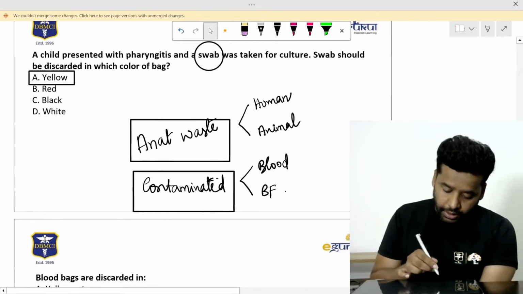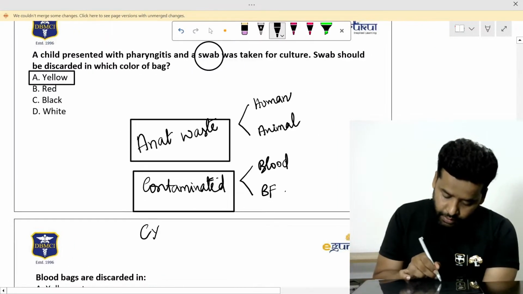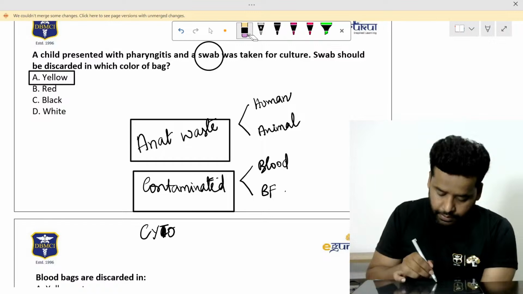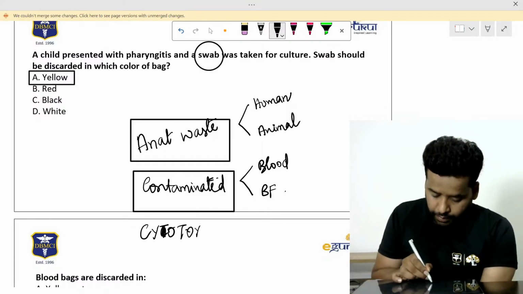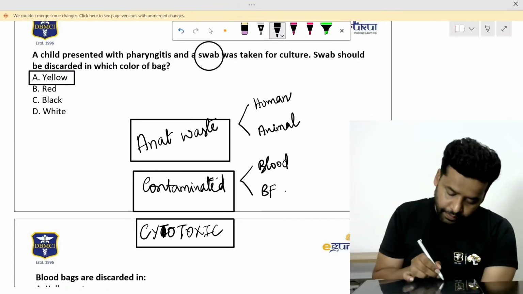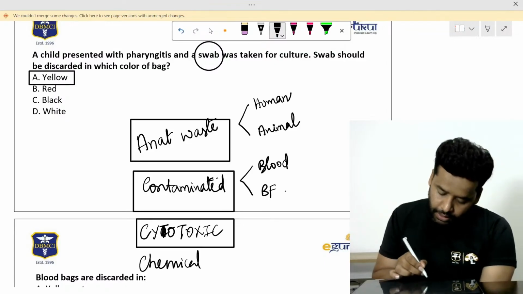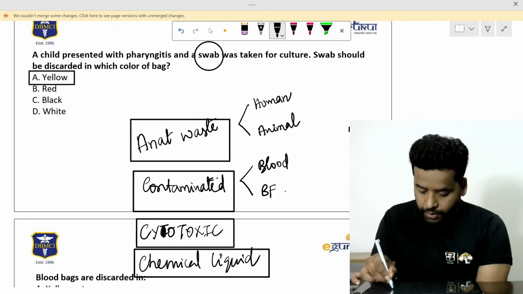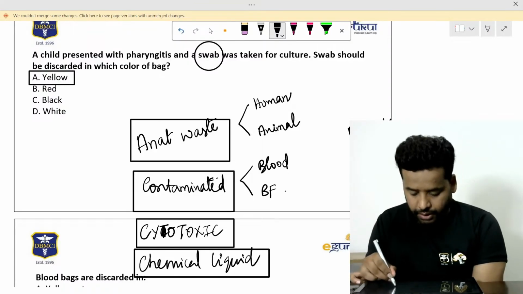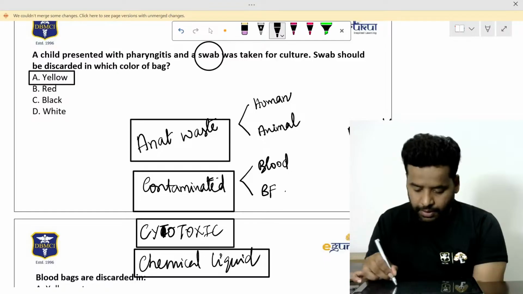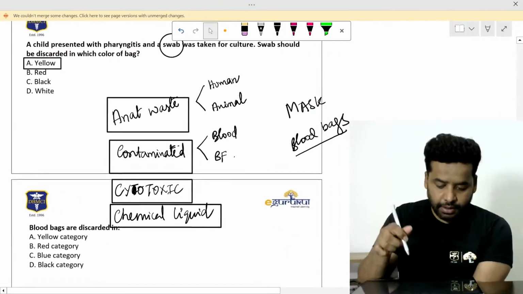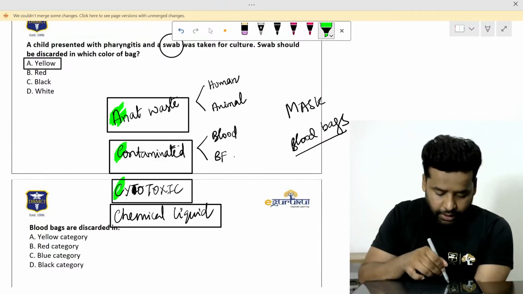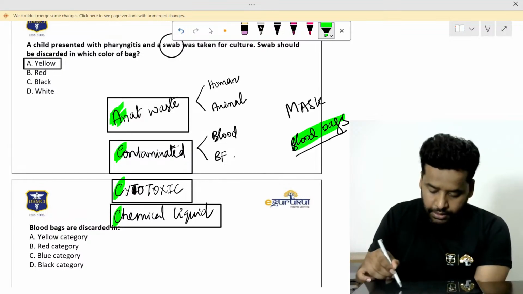Then comes anything which is cytotoxic. Cytotoxic waste. Chemical liquid. Mask. Blood bags is very easy. Anything I told already, I've told blood and body fluid, so blood bags. So remember mainly these things: anatomical waste, contaminated, cytotoxic, chemical liquid, blood bags and mask.